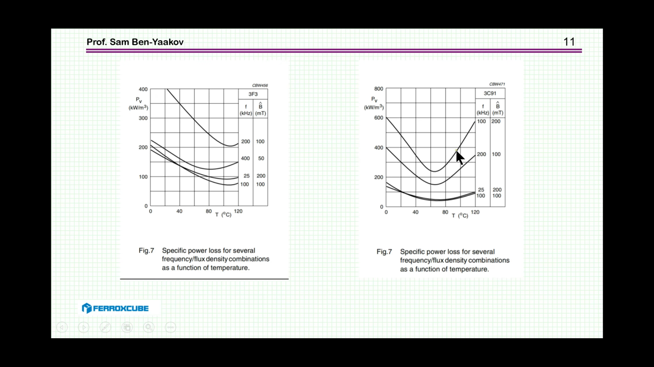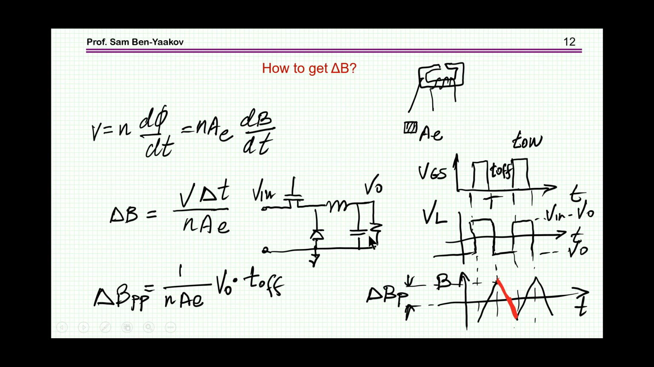And here it is for the case of a 3691. This is a low temperature material, and the minimum here is at around 60 degrees, say. Okay. So we have the copper loss, we have the core loss. The question is, how do we estimate the delta B that we need to look up these curves?